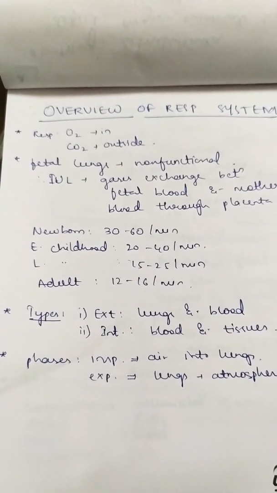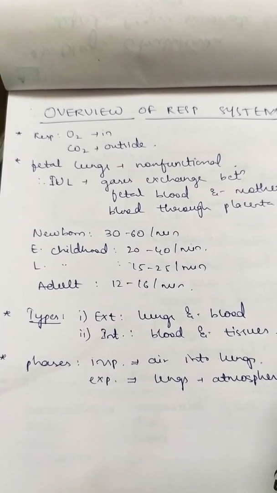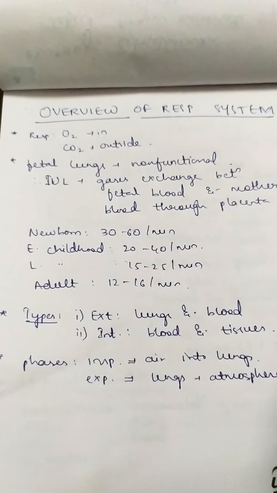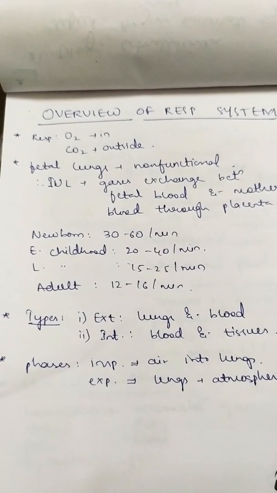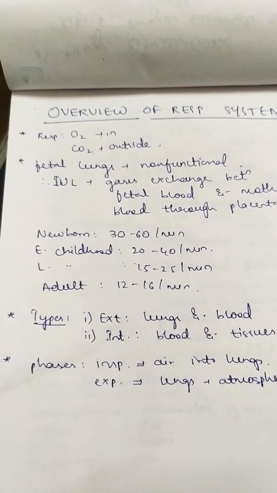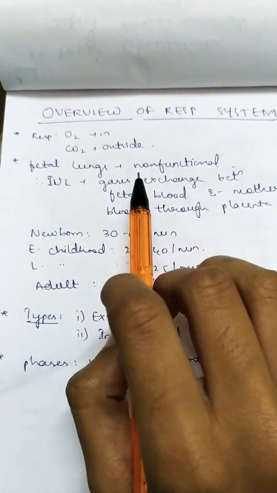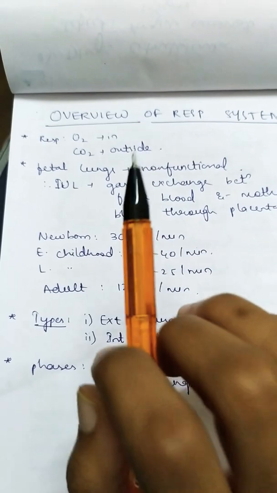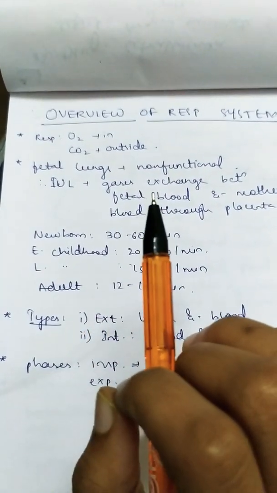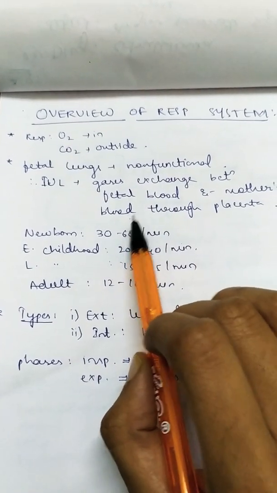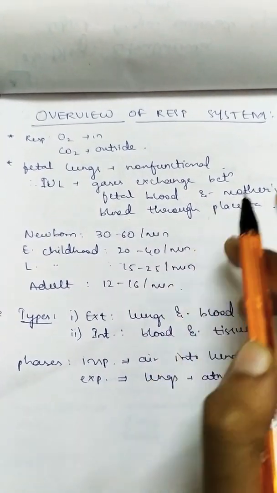Firstly, what is respiration? Respiration is nothing but the act of taking in oxygen from the atmosphere and giving out carbon dioxide to the atmosphere from the lungs. The point to remember is fetal lungs are non-functional. So, during intrauterine life, the gaseous exchange takes place between fetal blood and the mother's blood through the placenta.